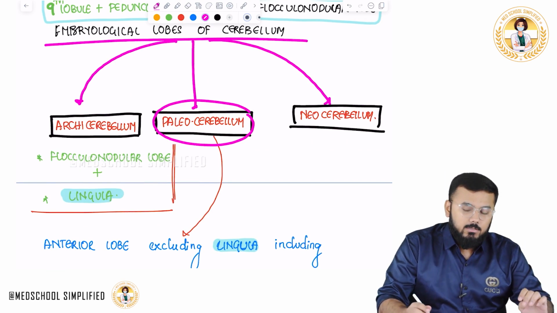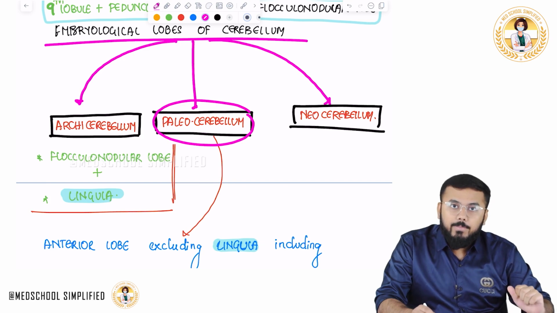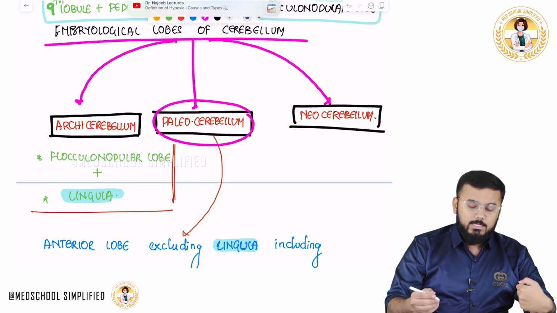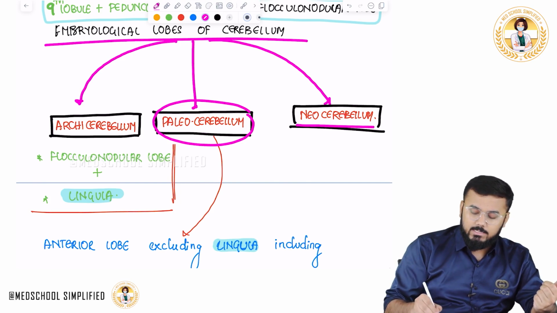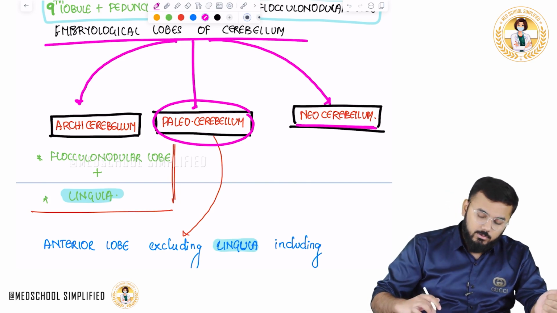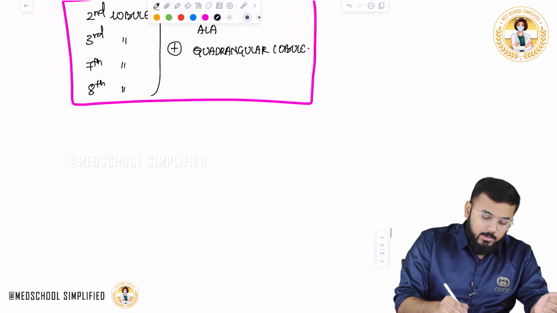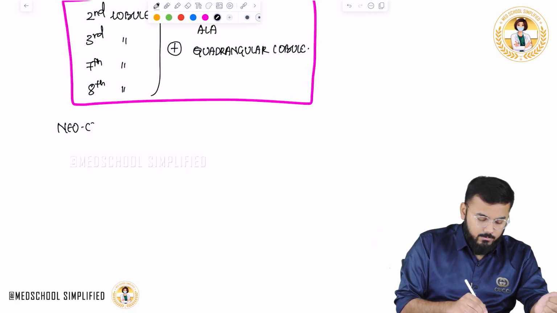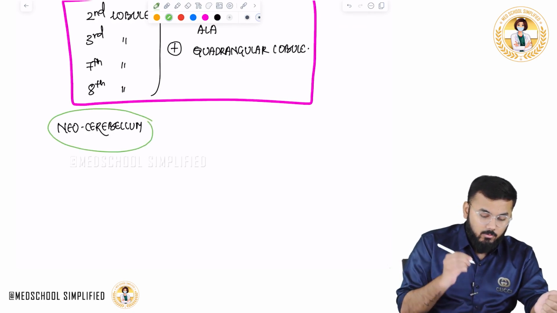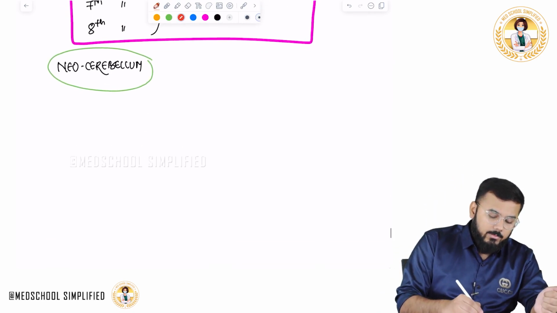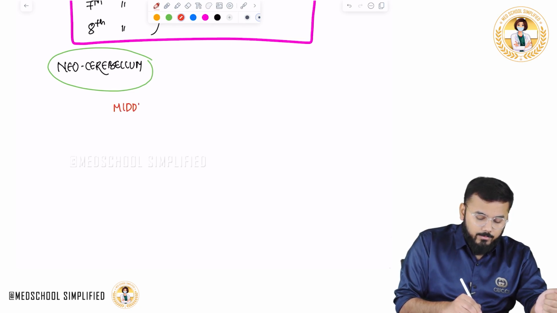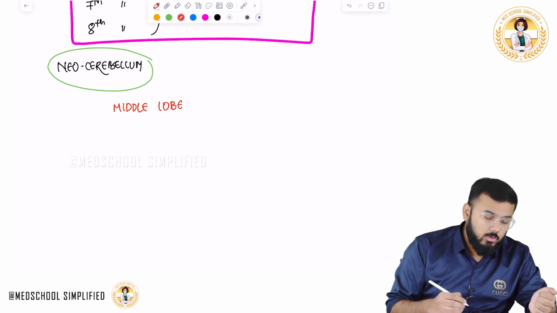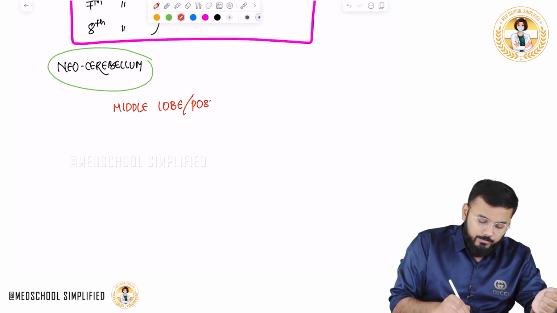Now after the paleocerebellum, the next important part which we shall be discussing is the neocerebellum. What is this neocerebellum? So all of you look here. Let us see what it is. Neocerebellum includes the middle lobe. The middle lobe is also called the posterior lobe.